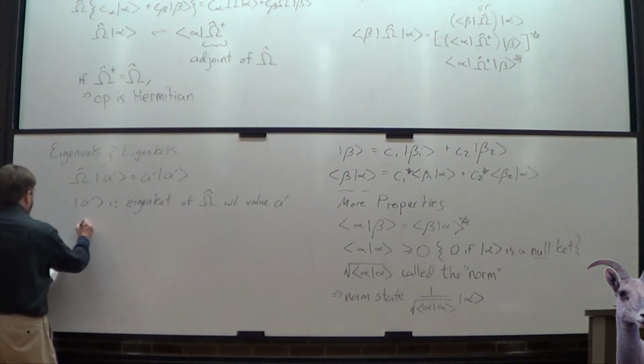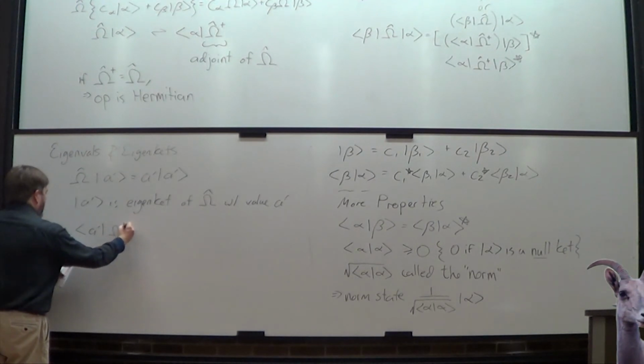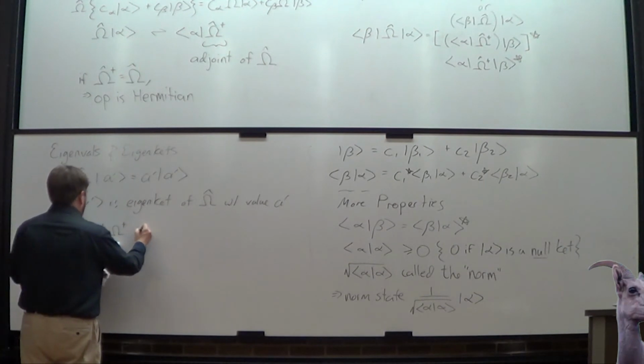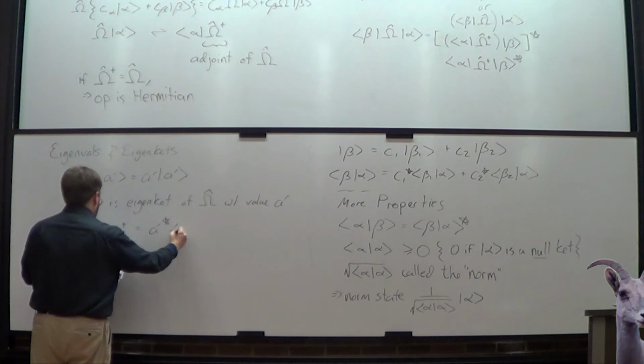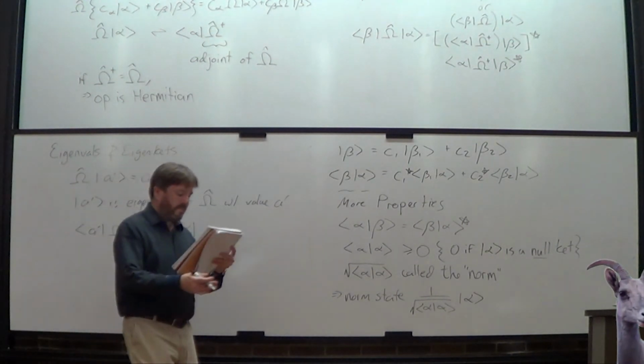All right, now let's do a bra. If this is the case, then let's do this. Now again, you need to be working with an adjoint if you're going to operate on a bra. And guess what? Complex conjugate and bra. So now this is an eigenbra of the operator.